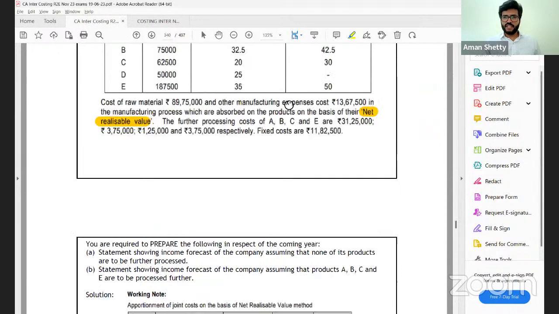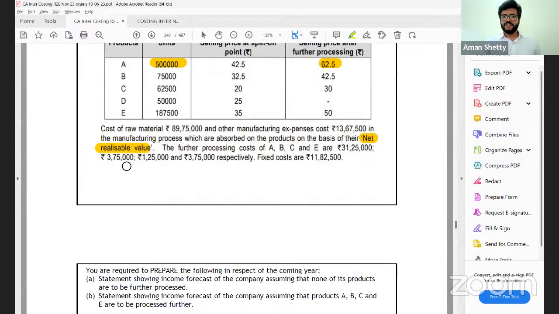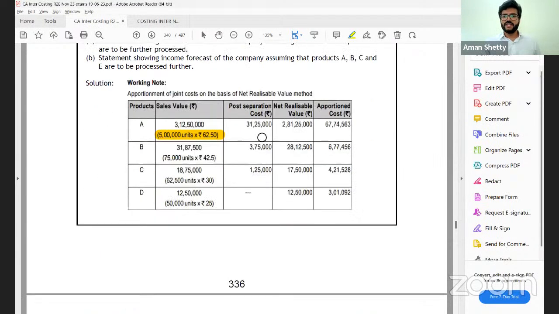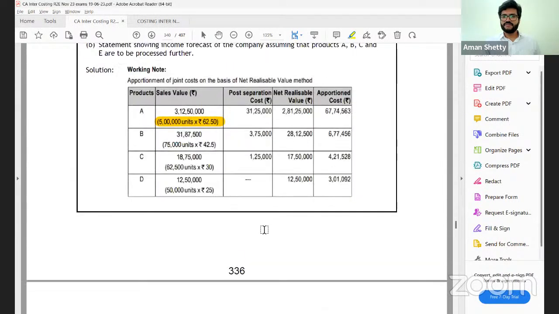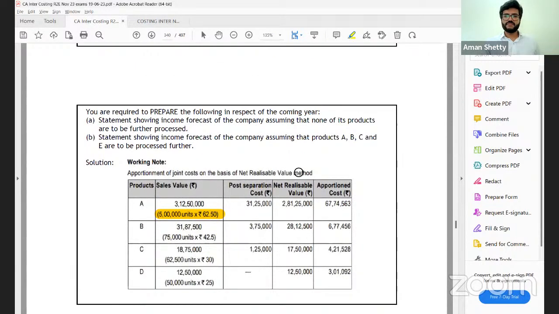Then further processing cost is given here: 31.25, 3.75, 1.25, 3.75. Same thing is written here. This 31.25, 3.75, 1.25.